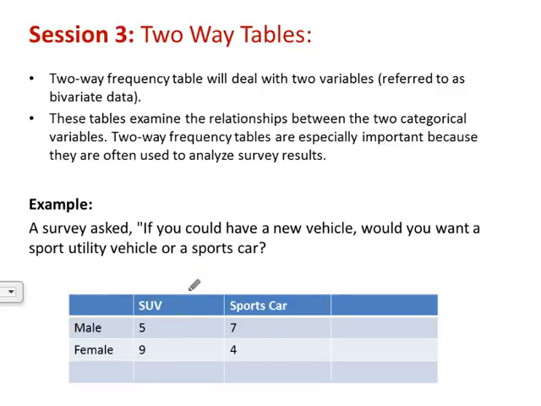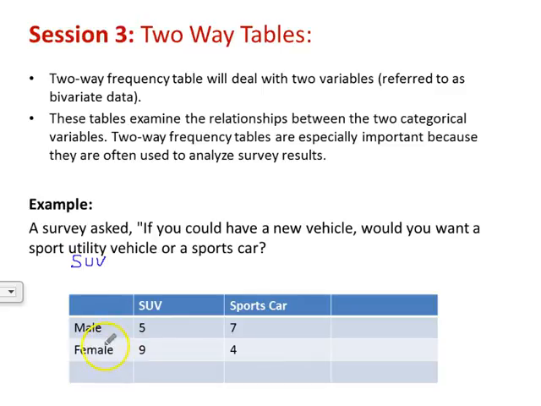We've got a survey question, and we're asking a group of people, if you could have a new vehicle, would you want a sports utility vehicle, an SUV, or a sports car? We created a two-way table to represent the responses we got. In our survey, we're asking a group of people composed of males and females. Here I've got the rows telling us of the males, we've got 5 that wanted an SUV, 7 that wanted a sports car.